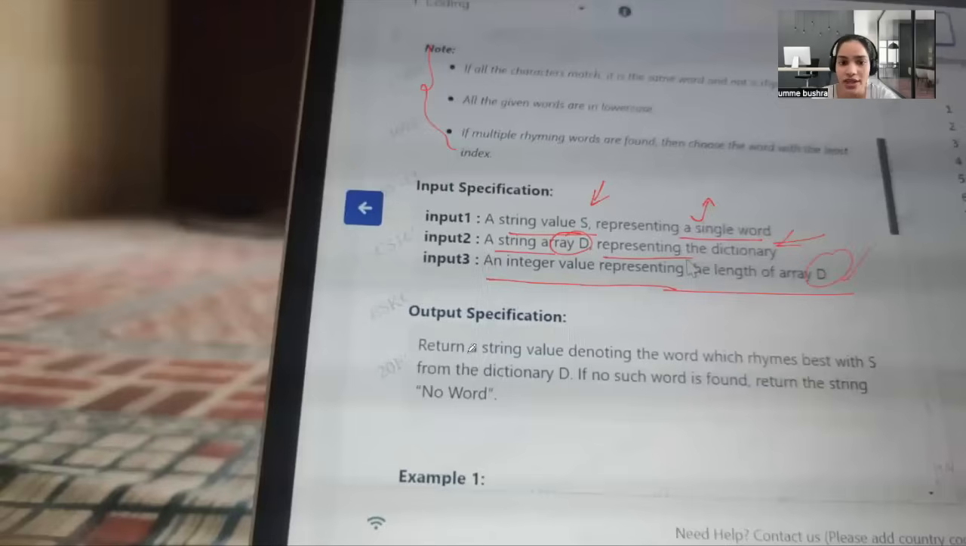Okay. Now let's try to look at the output specification. Return a string value denoting the word which rhymes the best. So we already know, right? Whatever word rhymes the best, which means the last few letters of the word should match the most with the string given. Okay. And if you do not find such a word, then you can return "no word". No word can be returned. This string can be returned. Okay, this is the output specification.